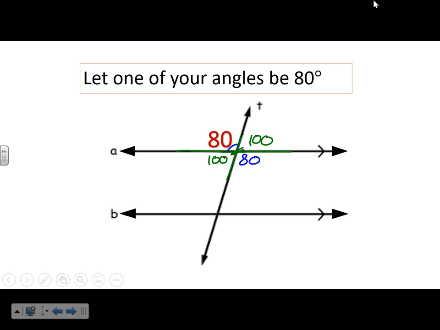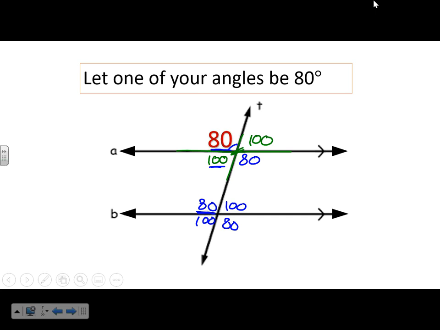But not only that, now we can go to the other ones. I know this is going to be 80 because they're corresponding with this one. They're supplementary, same side interior for that one. I know this is 80, this has got to be 100, and this has got to be 100. And again, there's several different ways. You can do corresponding angles, alternate interior, same side interior, all those, you can figure out those other angles. So we will have some questions that just say, find the other 7 angles.